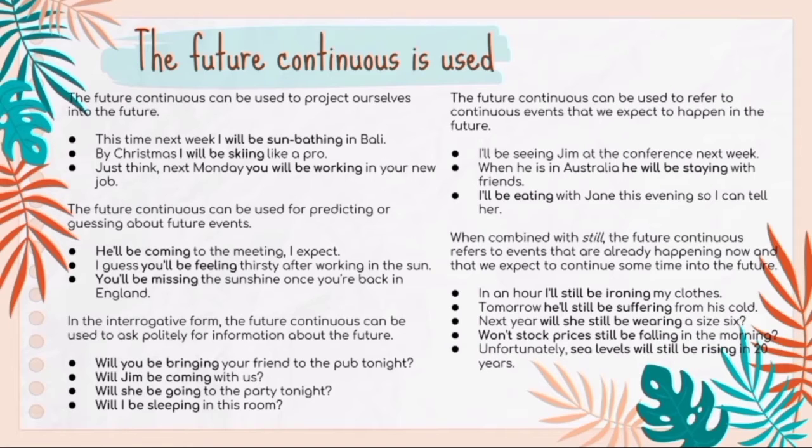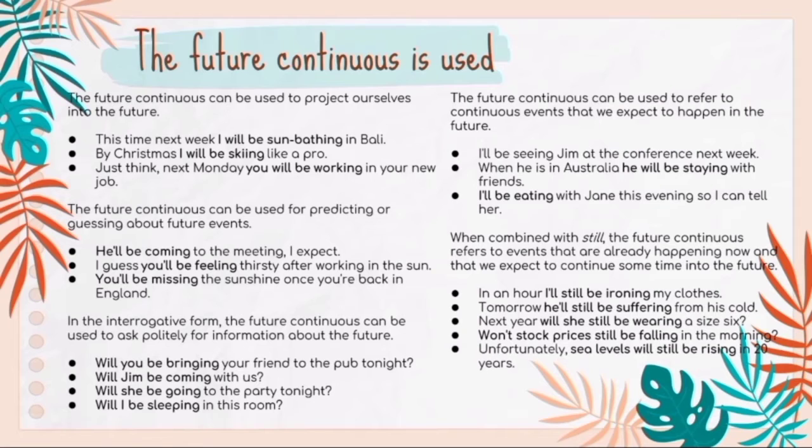The future continuous can be used for predicting or guessing about future events. Example number 1, he'll be coming to the meeting, I expect. Number 2, I guess you'll be feeling thirsty after walking in the sun. Number 3, you'll be missing the sunshine once you are back in England.